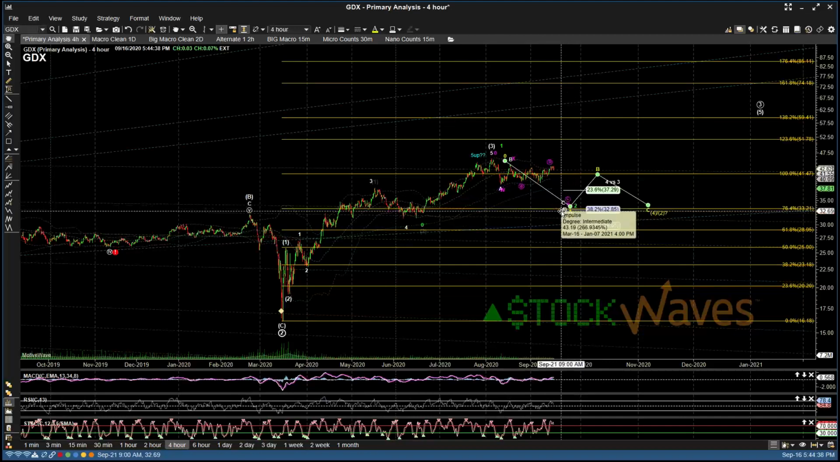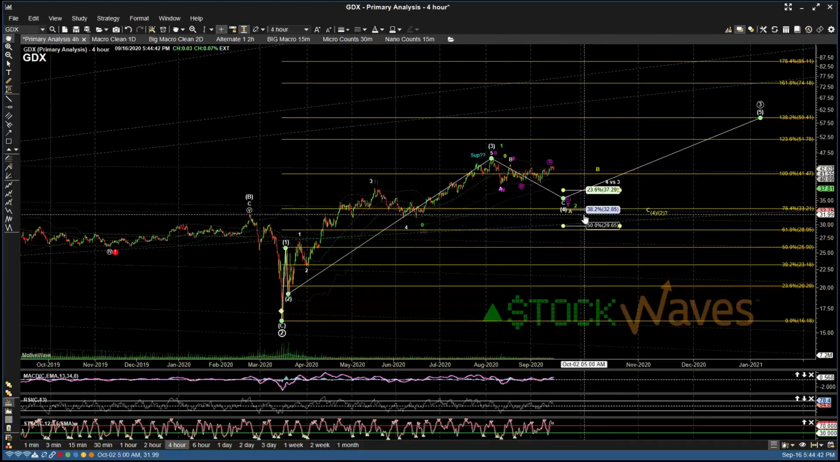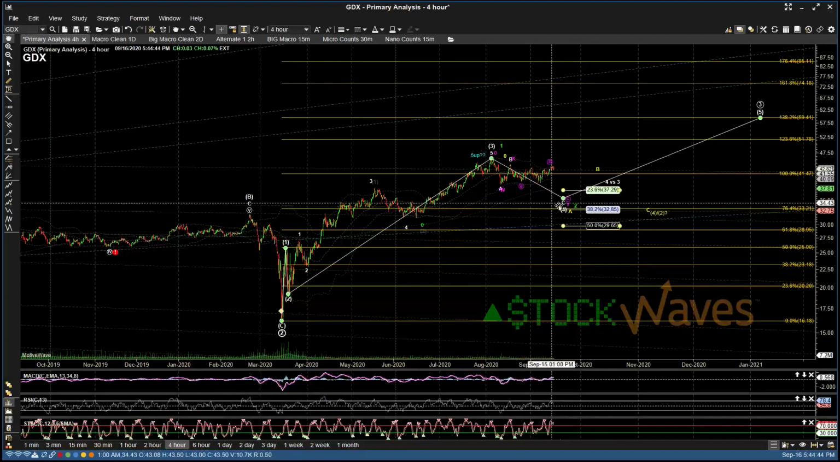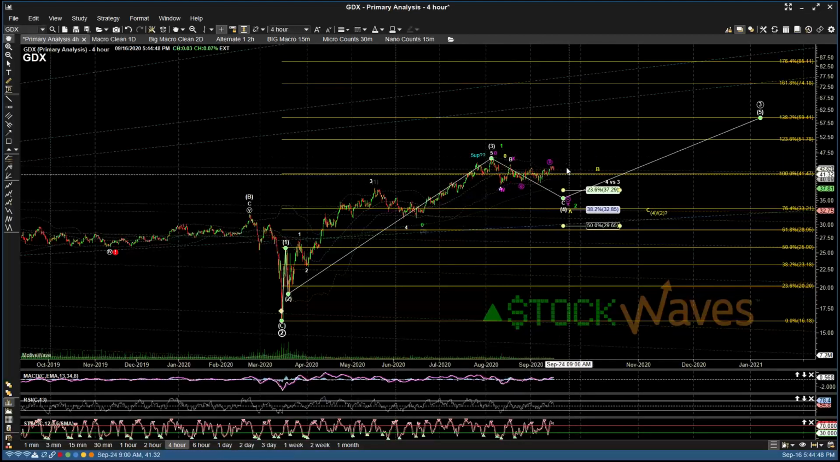But on the chances that this is all of a fourth, or all of a two, or all of an even bigger parentheses two, we certainly take this setup very, very seriously. This is going to be a tremendous opportunity to go long.